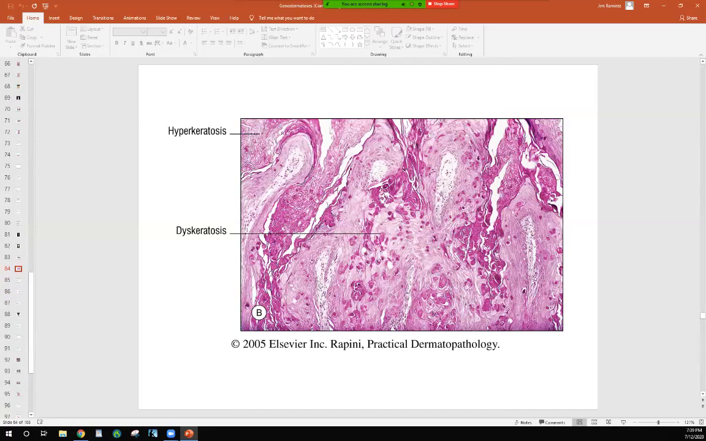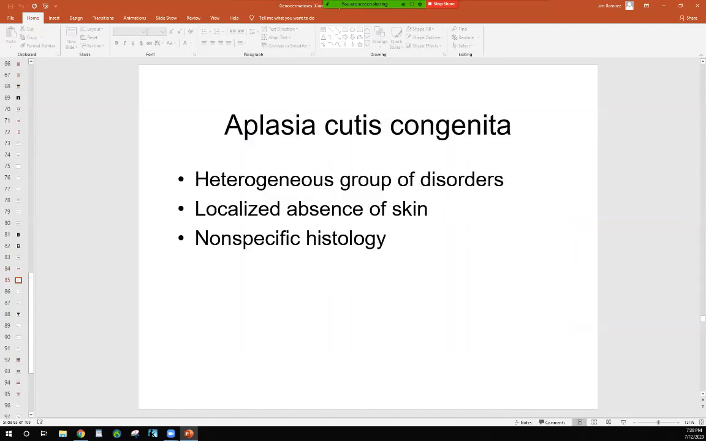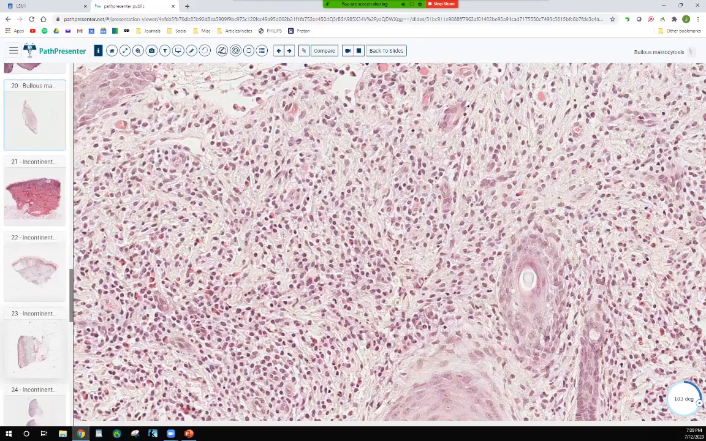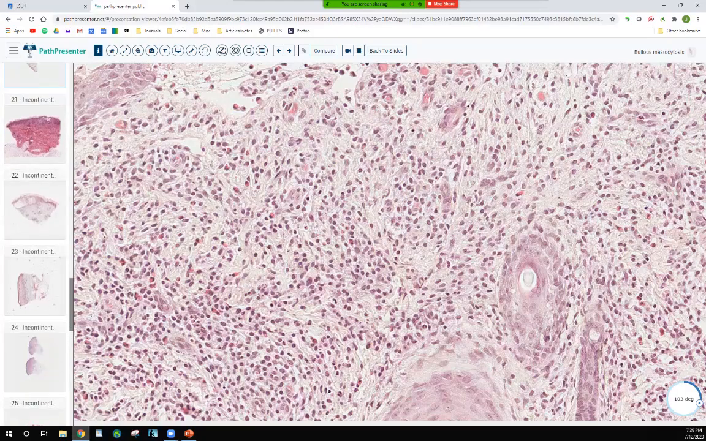We get this strange kind of dyskeratotic cells. You get a lot of dyskeratotic necrotic individual keratinocytes, which is a very distinctive, unusual pattern that you don't often see combined. So let's go to our photos here, our slides here.